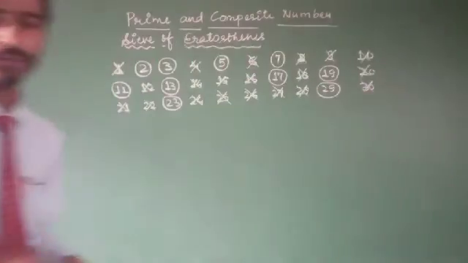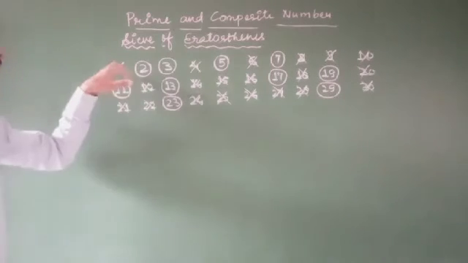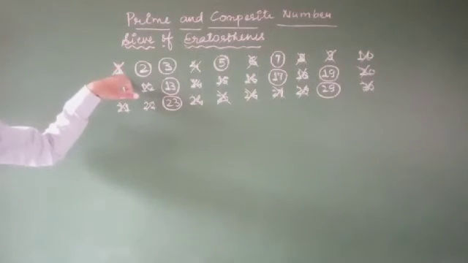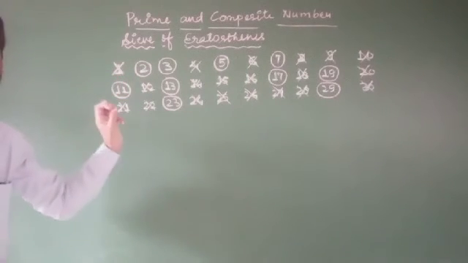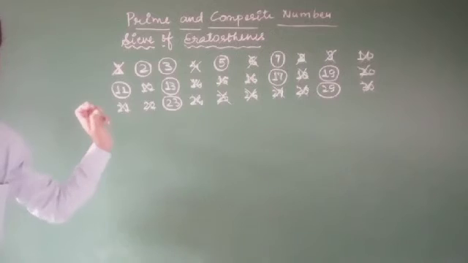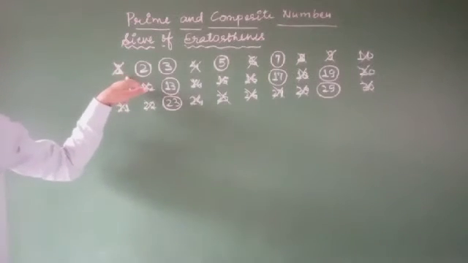Now, once again, listen to the steps. Cross out 1, as 1 is not a prime number. Just like a tea strainer is a sieve used to separate tea leaves from tea, so cross out 1, as 1 is neither prime nor composite.